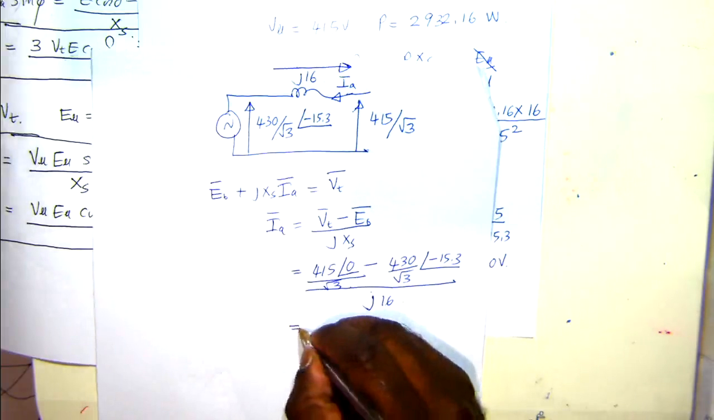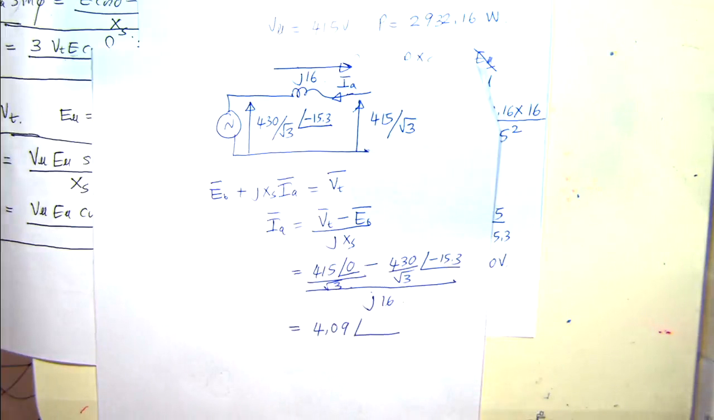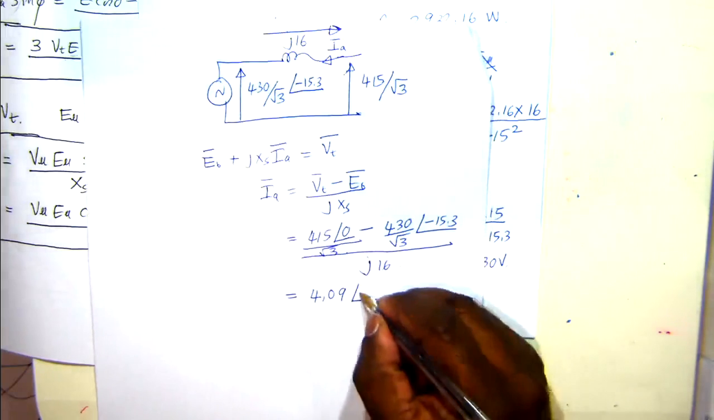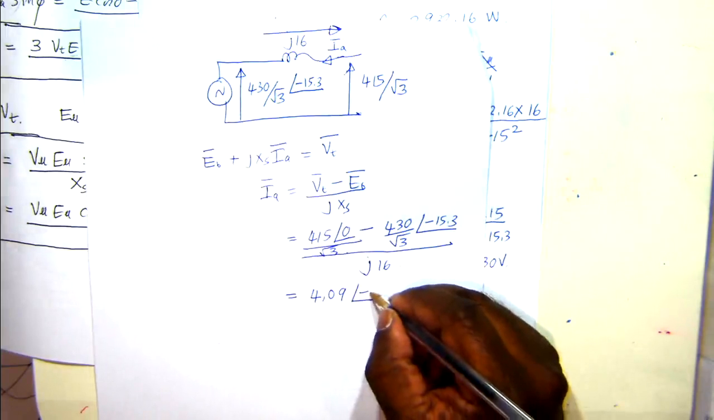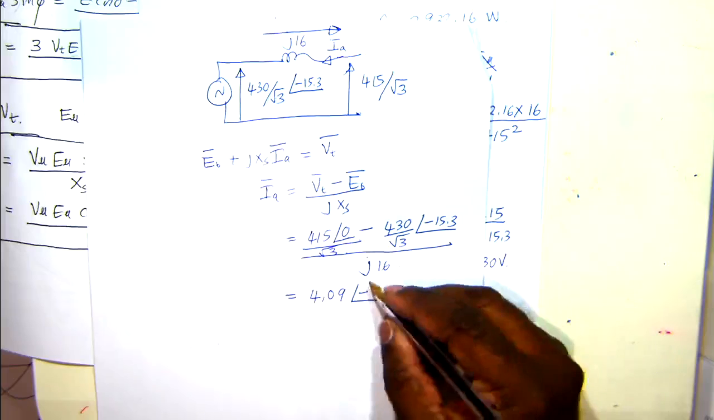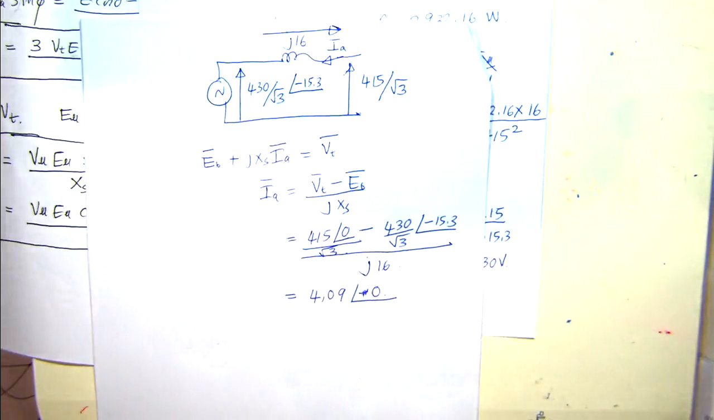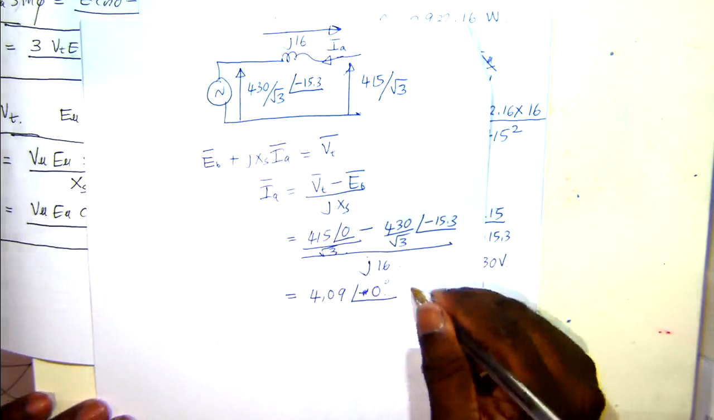So we have 4.09 and phase angle of minus 0.0. So that's the unity power factor condition. So this is effectively close to 0. That's the unity power factor.